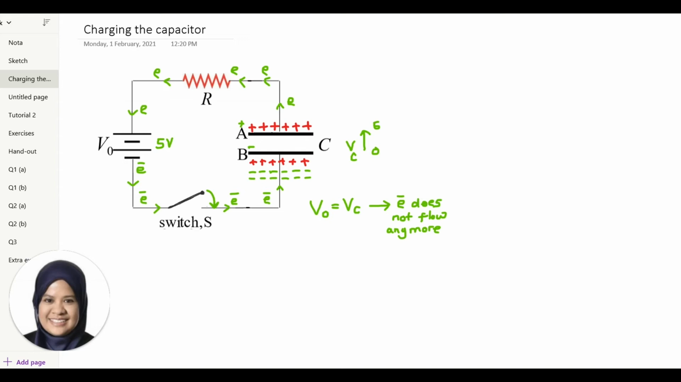So ini yang kita nampak adalah Q bertambah, charge pun bertambah. Tapi kita kena faham bila charge bertambah, elektron semakin bertambah dan penuh pada kapasitor. So the rate of charge flowing, which is our current, lama kelamaan akan jadi kosong.